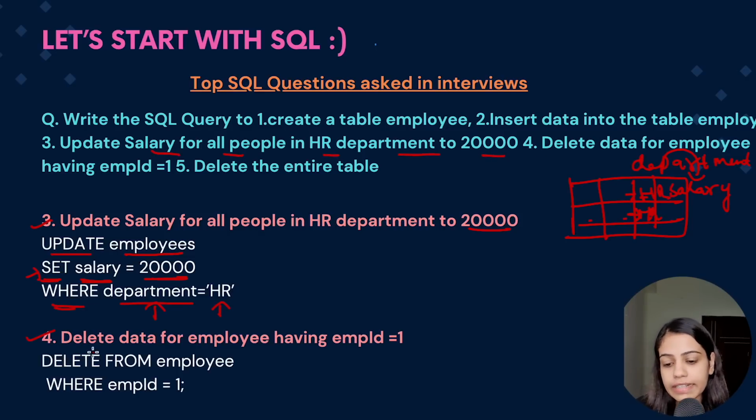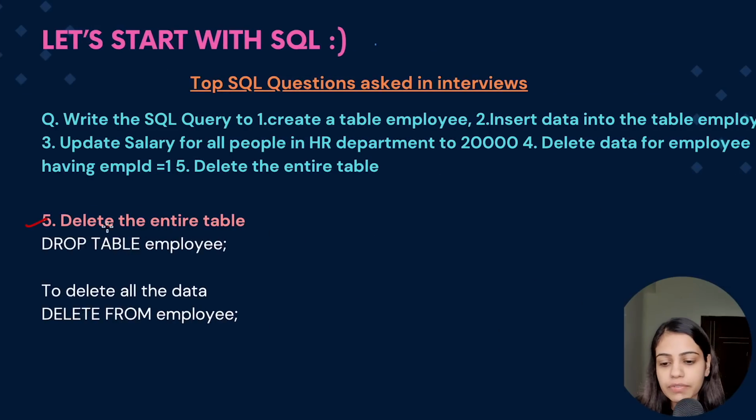Now the fourth is delete the data for employee having employee ID as 1. So we have to delete the data for our employee who is having employee ID as 1. So what we have to do is we have to give this delete command, then we have to provide from, and then we have to provide the table name, that is employee, and then we have to provide the condition like where you want to delete this data. So where employee ID is equal to 1. If you only provide this, it will go ahead and delete the entire set of data which is present in the employee table. But when we provide the condition, it will go ahead and find the employee ID 1, and it will go ahead and delete this particular row from our table.